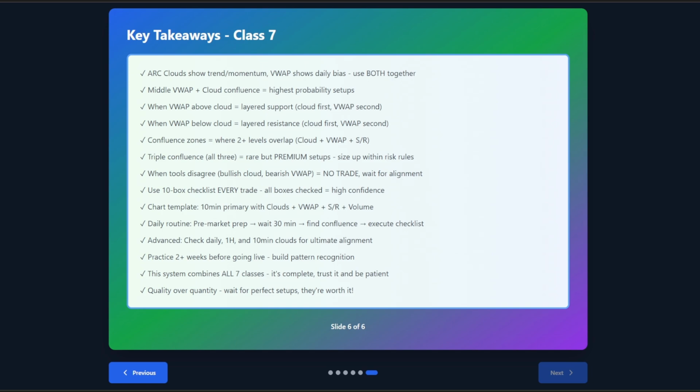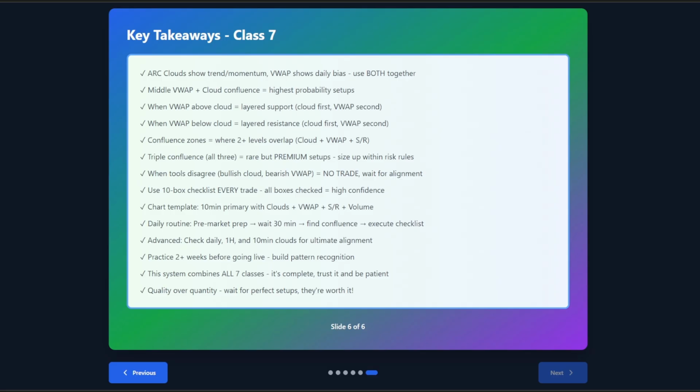All right, so you have a 10-box checklist for every trade. All boxes checked equals high confidence. This is going to help you identify whether we're bullish or bearish beforehand. It's going to help you have a plan before the market opens, knowing what news is coming out, knowing what levels are going to be major support and major resistance. It's very important to inform yourself and come into the market with a plan.